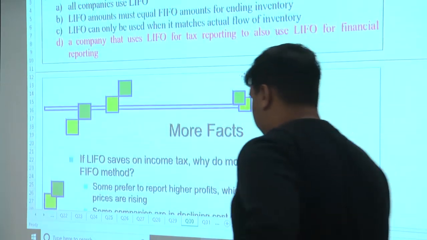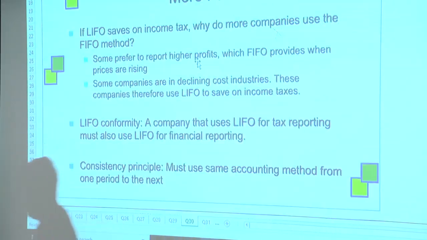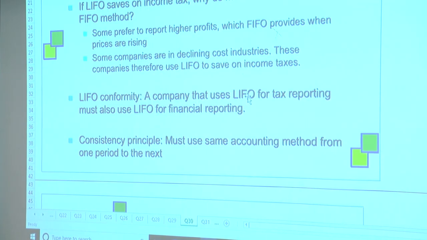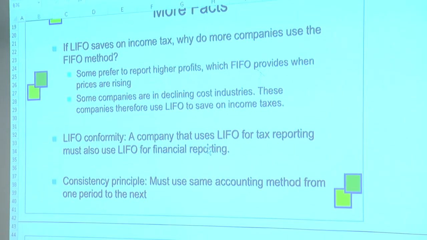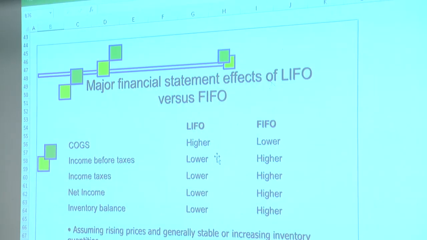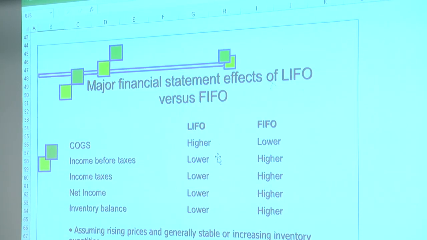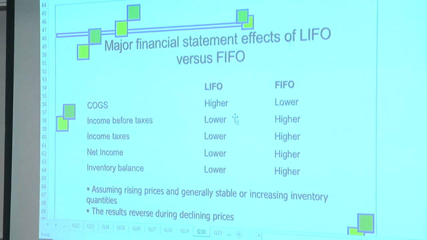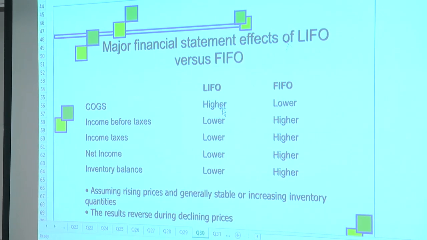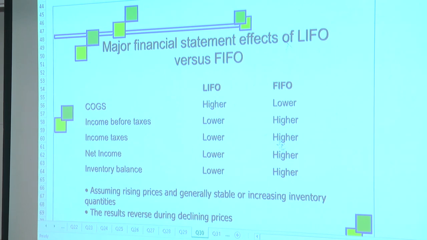So the question is asking, what is the LIFO conformity rule? And we said that a company that uses LIFO for tax reporting must also use it for financial reporting. Now, why is that? The main reason is that the LIFO conformity rule is an IRS rule. The IRS knows that a lot of people would rather use LIFO on their tax returns because that'll lower their income taxes. But typically, managers want to use the FIFO system in financial reporting because they want to show higher earnings, and net income is higher under rising prices under the FIFO method.